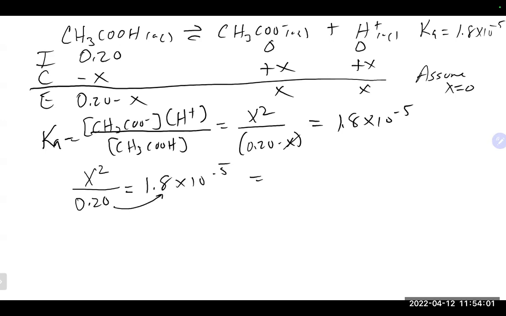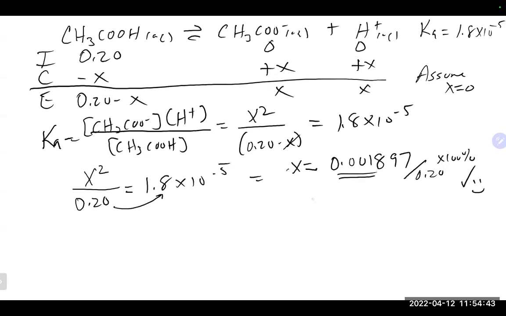We're going to multiply this to the other side and also take the square root of it. So we take 0.2 times 1.8 times 10 to the minus 5, and then take the square root of that. It looks like we end up with an x value of 0.001897, somewhere in that ballpark. At that point, we do want to check it, so we divide by 0.2 and multiply by 100%. I think the check is good, about 0.9%, something like that.